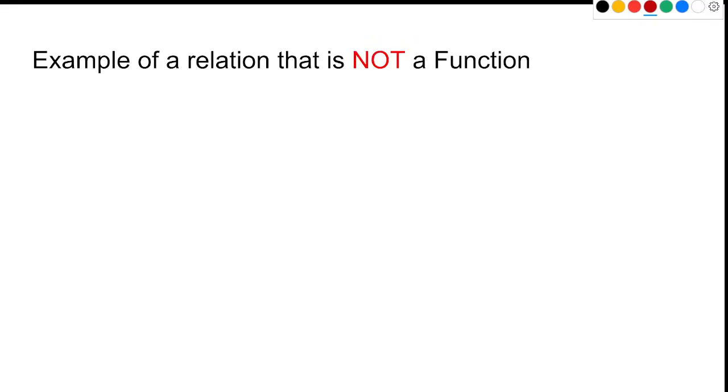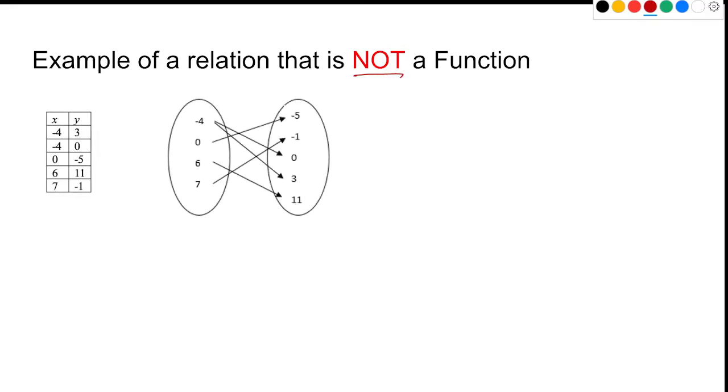So it's always helpful to understand what doesn't make a function. So we're going to look at what's not a function to help us understand what a function really is. So here's an example, and what we see is that there's an input of -4 that has two pathways, two mappings to the y values. Okay, that makes this not a function. It has violated the rule of each input having only one output. So that rule has been violated. It's not a function.